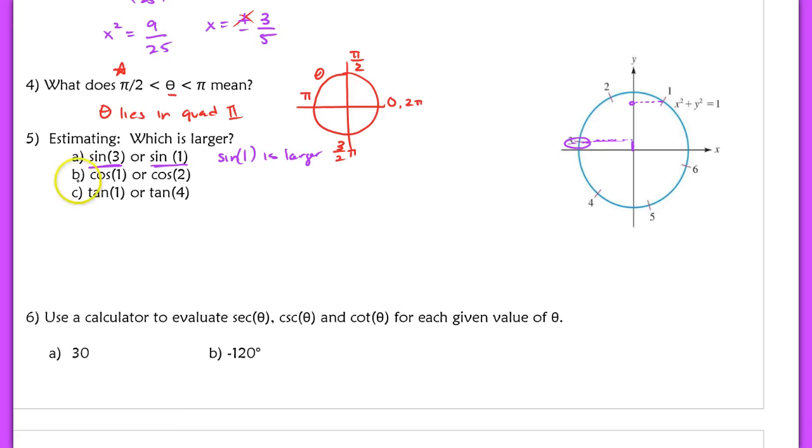I would like you guys to try both B and C and check with the key just so you get an idea of what that really means. The sine is just the y output, the cosine here would be the x output, and the tangent here is going to be y over x, the ratio of y over x. So go through and practice B and C and check with the key.